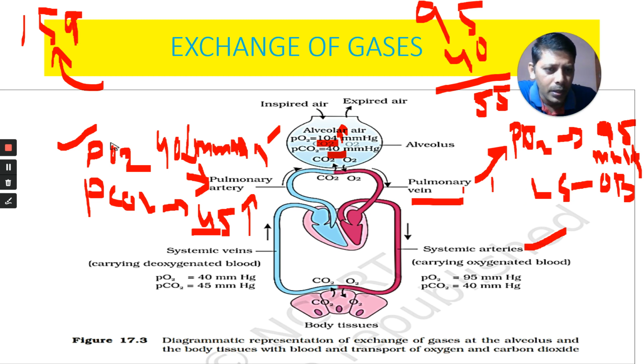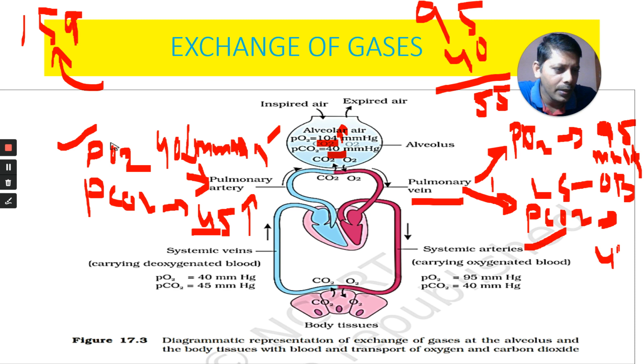Now come to the pulmonary vein: what is the partial pressure of CO2, partial pressure of carbon dioxide? What is the partial pressure of carbon dioxide here in the pulmonary artery? 45. As carbon dioxide left here, the partial pressure of carbon dioxide is lesser than that one. It is 40 mmHg. The difference between the partial pressure of carbon dioxide in the pulmonary artery and pulmonary vein is 5 mmHg. In that way bits can be asked.